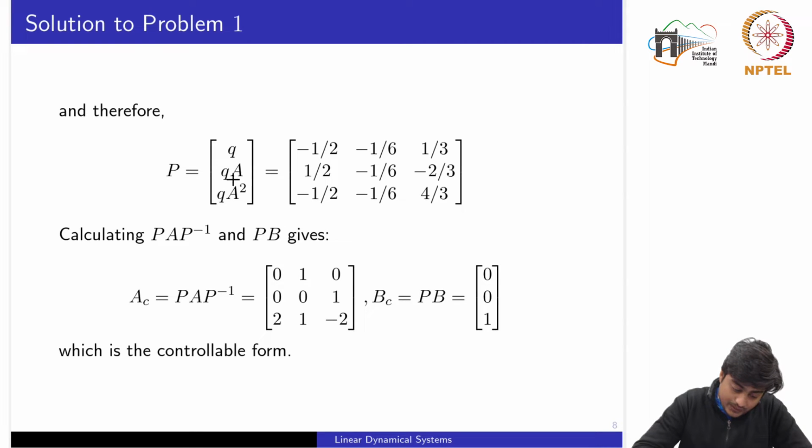Now once we have obtained the Q vector and recalling the definition of the P matrix, it would be Q, Q into A, and Q into A square. So this would result in this P matrix, and directly applying the equations for computing AC and BC, we will obtain the controllable pair. You can also verify that the last row of this AC are basically the coefficients of the characteristic polynomial of the original AB pair.